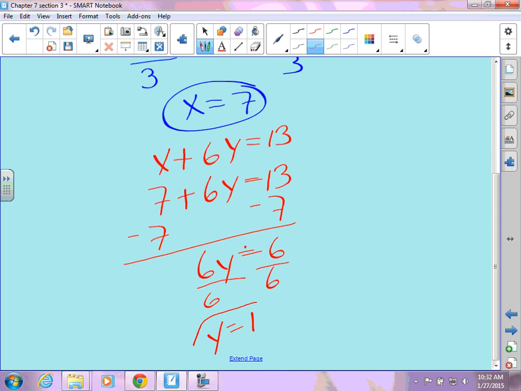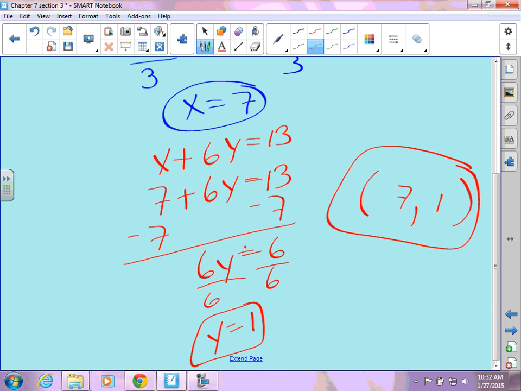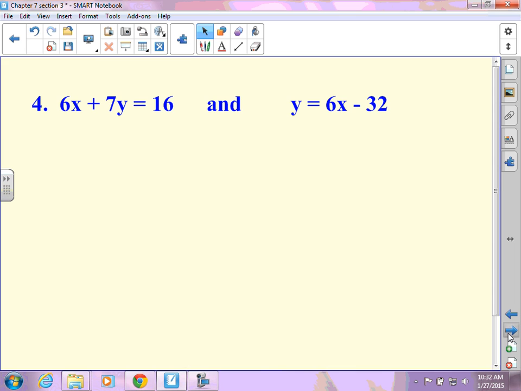Now, this next problem, is the first equation in standard form? Yes. Is the second? No. So this is where I need to do something different. How do I get the second equation in standard form? Yeah, I'm going to subtract 6x from both sides. And notice how I need to show my work. So negative 6x plus y equals negative 32. Yeah. So be careful with those signs. That's where students are having trouble. They forget that's a negative 32. They forget to put negative 6x in front. So that's the first step. Now what we're going to do is line them up. So 6x plus 7y equals 16.